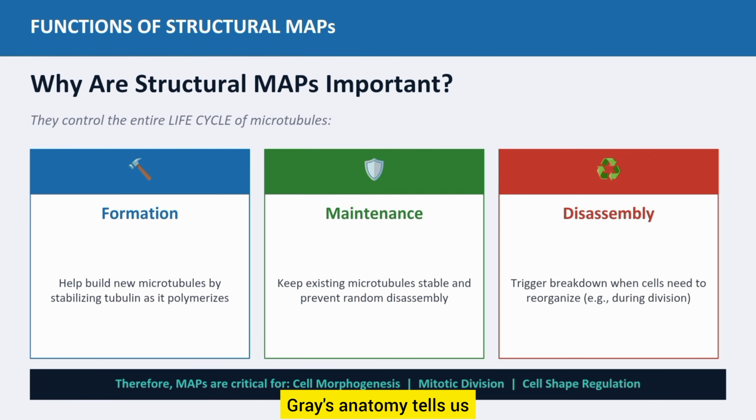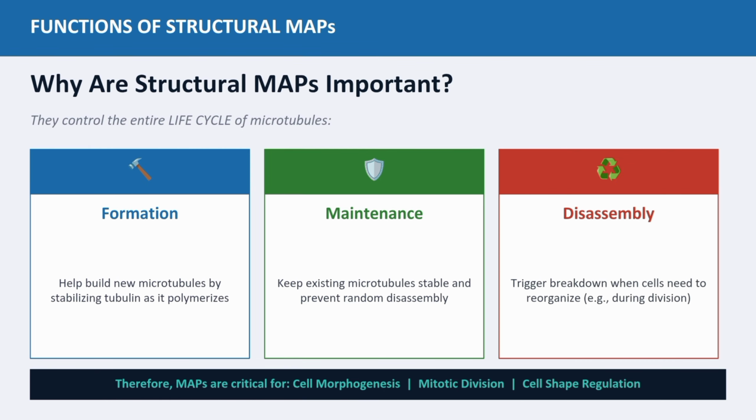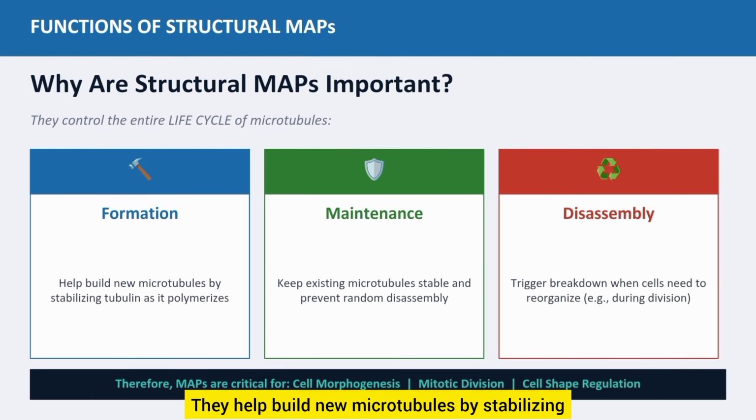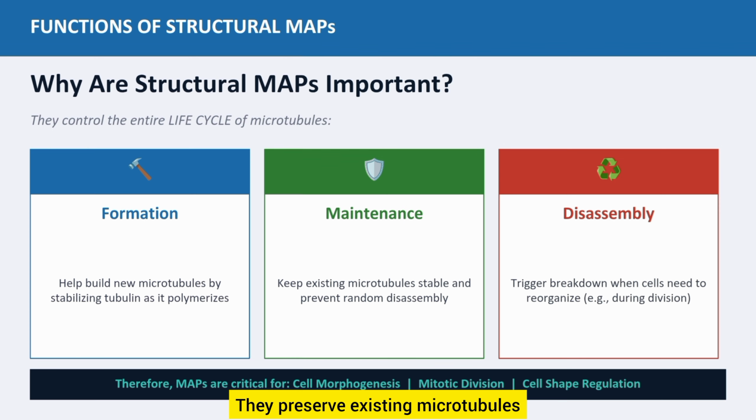Gray's Anatomy tells us that structural microtubule-associated proteins are implicated in 3 critical processes. Microtubule formation. They help build new microtubules by stabilizing tubulin as it polymerizes. Microtubule maintenance. They preserve existing microtubules and prevent random breakdown. Microtubule disassembly. They also trigger breakdown when the cell needs to reorganize, for example during cell division.